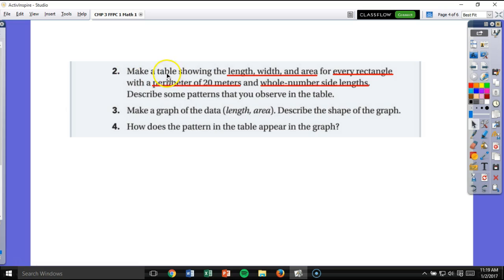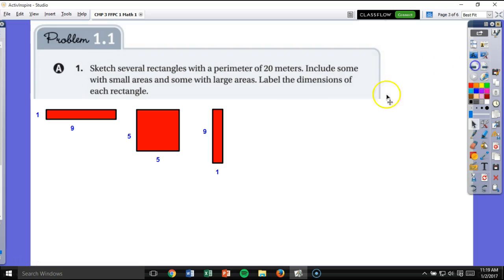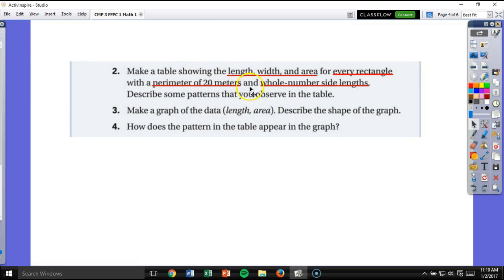In 2, it says make a table showing length, width, and area. So you should have 3 columns in your table, and a row for every rectangle possible with the perimeter of 20 meters. So not just the ones that you gave as examples back here. I want every single one that has whole number side lengths. So we don't want to have anything that's 2.5 by 7.5. Okay, we want all whole numbers.